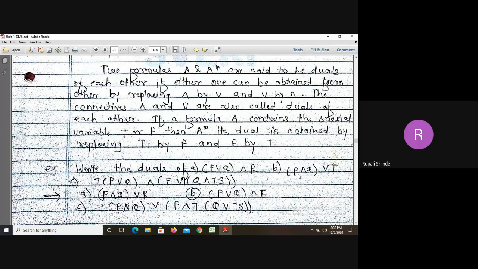Likewise, the dual of second formula is P or Q, and now here T is given. So what we have to do about this T? T should be replaced by F and F should be replaced by T. So we have to replace this T by F. So its dual becomes P and Q or F. So that is written here.